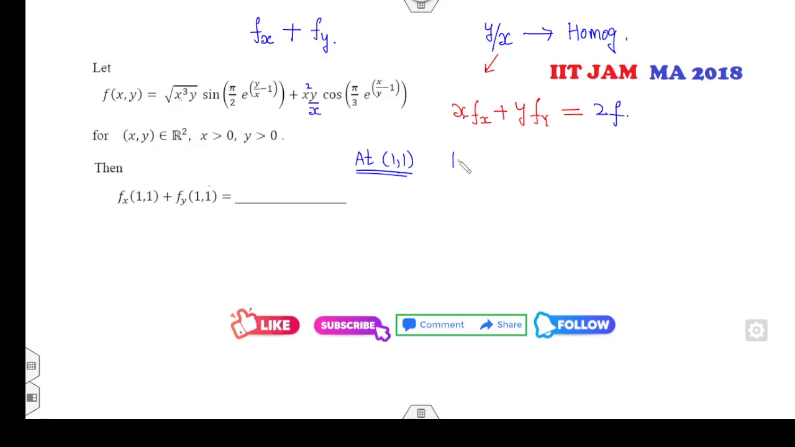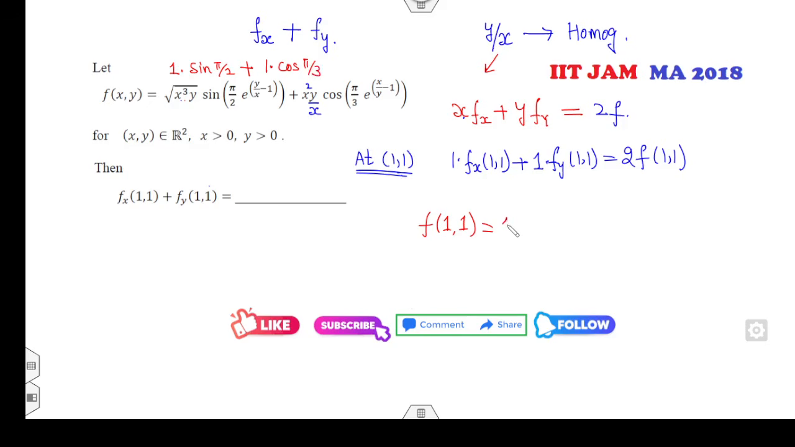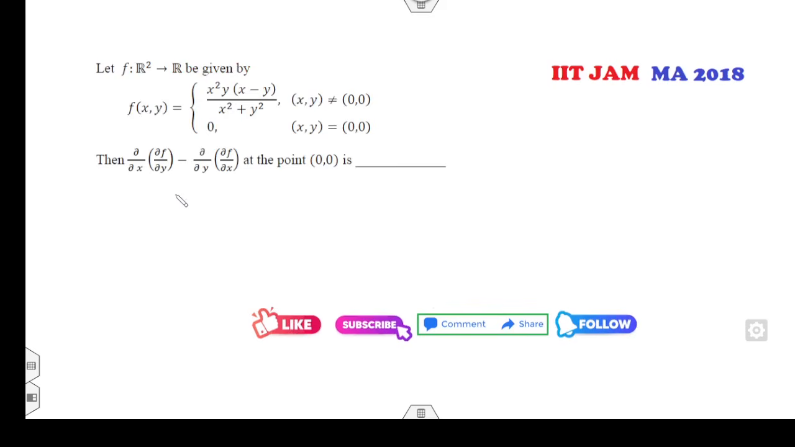The value of x is 1. 1 into fx plus y is my 1, fy which is twice f at 1, 1. So can you calculate the value of f11? So you can see 1 minus 1 is 0, e raised to power 0 is 1, sine of pi by 2 plus 1 cos pi over 3. So cos pi over 3 is 1 by 2. That is my 3 over 2. If I substitute, the answer is 3, which is the correct answer. Look at the next one.